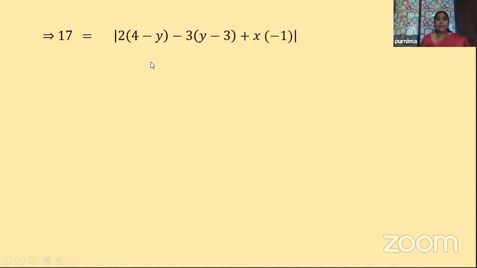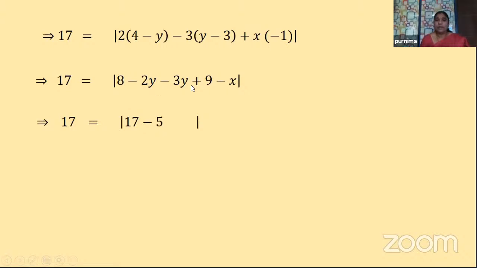Till here we got. Now let us see here. 17 is equal to 2 fours are 8, 8 minus 2y, minus 3y, minus into minus is plus 9. Here x, minus into plus is minus x. Now what is the next step? 17 is equal to 8 plus 9 is 17, minus 2y minus 3y is minus 5y. This is minus x. Because it is under modulus, I am rearranging the terms: minus x minus 5y plus 17.